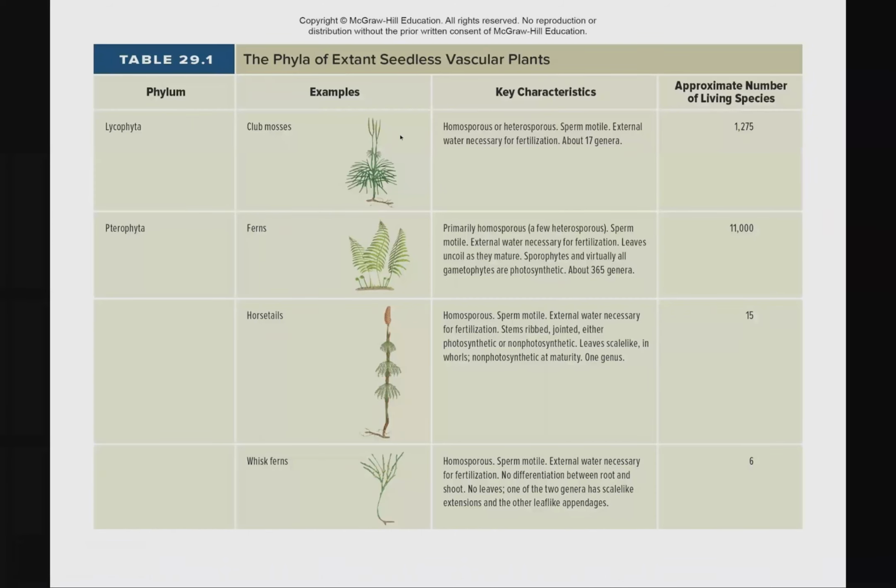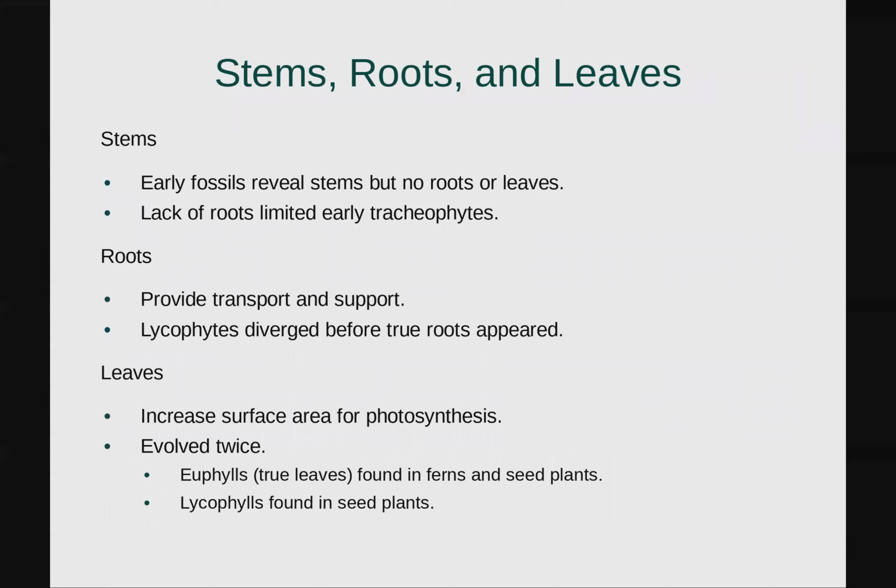So we have the lycophytes. There are about 1,200 species. They're club mosses. They look a little bit like this. You have the pterophytes, which there are about 11,000 species of ferns. The horsetails, which there are about 15, and then the whisk ferns, which there are about 6 species. So these are our 3 extant seedless but vascular plants. So the most basic of all of our organisms.